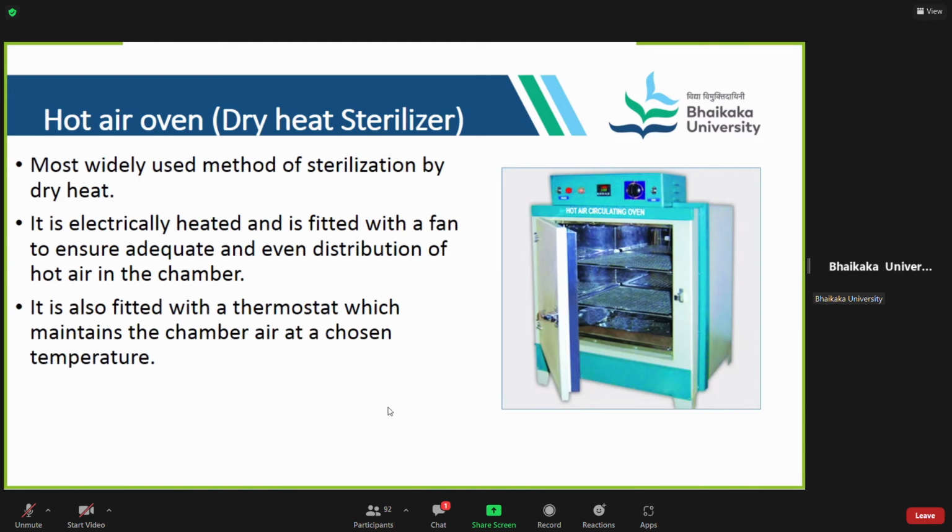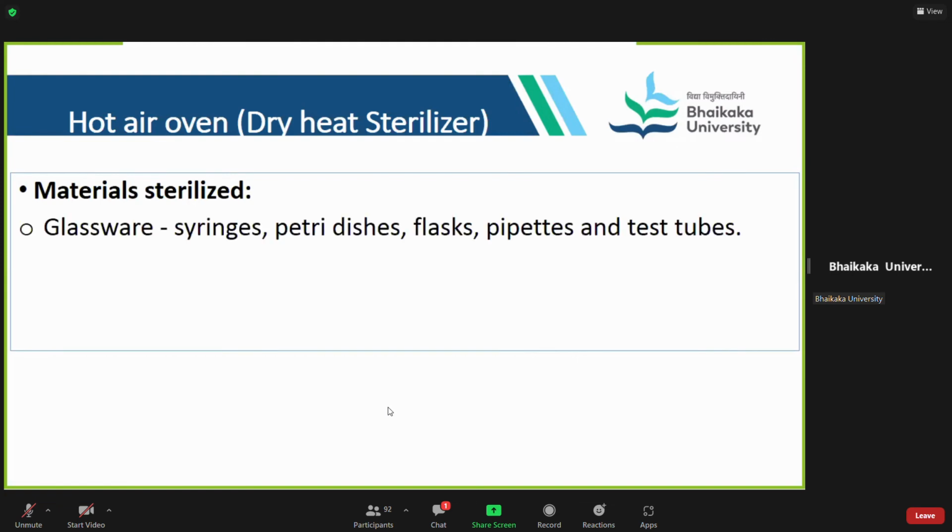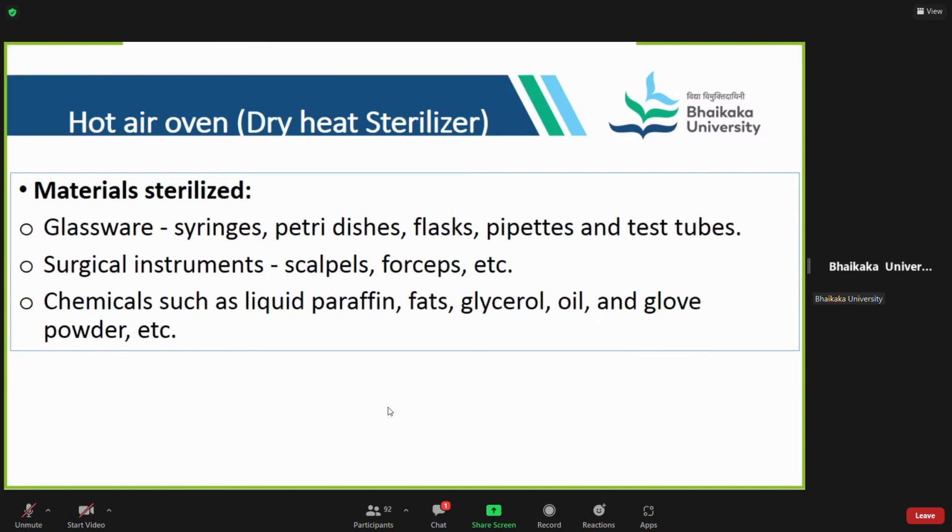Okay. So you remember the time and the temperature of a hot air oven. You have to ensure that your material is exposed to 160 degrees centigrade and you keep a holding time of 2 hours. Please remember the temperature and time of the hot air oven, specifically. Okay, so what are the things that you can sterilize in a hot air oven? All your glasswares can be very easily sterilized. All microbiological raw materials that we prepare in petri dishes, flasks, pipettes can be easily sterilized in a hot air oven. All your surgical instruments like scalpel, forceps, the metal ones, can be sterilized. Chemicals like liquid paraffin, fat, glycerol, oil, glove powder, etc., can also be sterilized in a hot air oven.